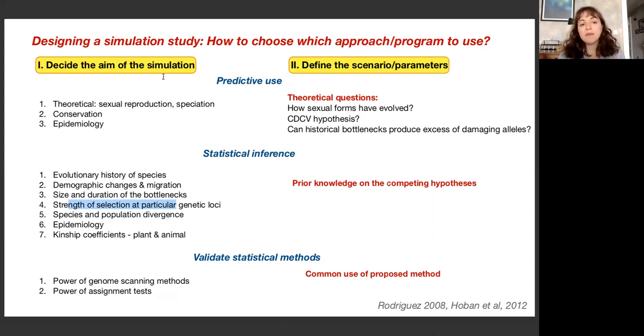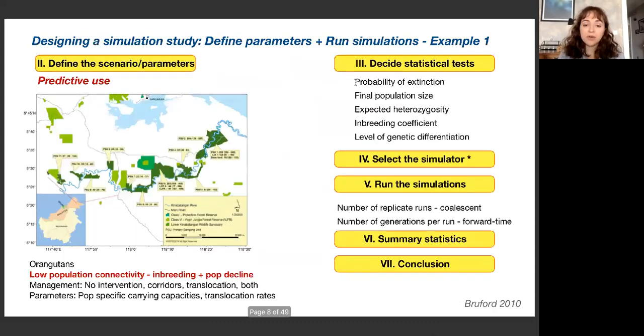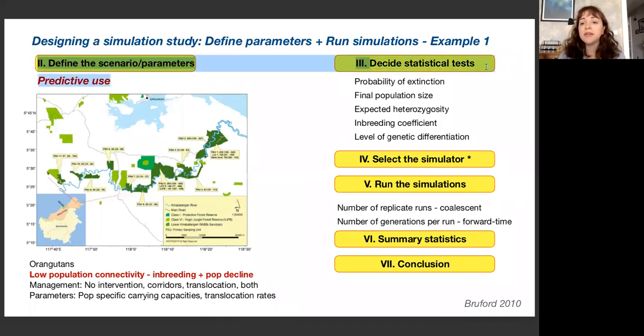So we decide the aim first, and then define the scenario. And what we do is decide the statistical tests that we are going to run on the simulated data. For example, this is an example from Bruford 2010. Here they use the simulations for predictive use, as I said, here for conservation purposes.